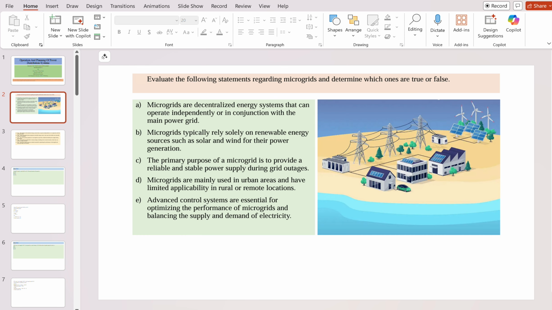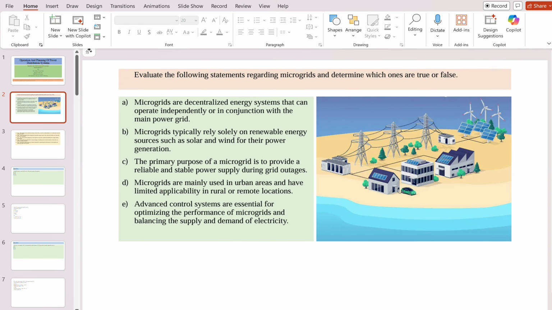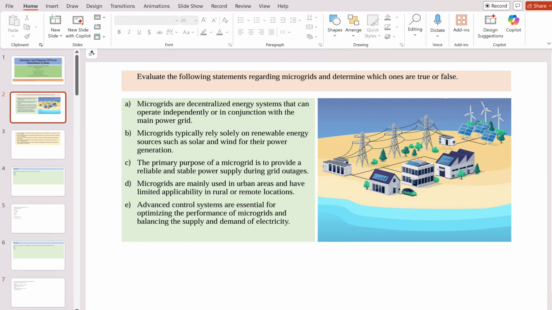Try to solve this first problem in front of you. This is a problem related to the microgrid, and there are five statements. You just have to let me know which statement is correct and which is false.